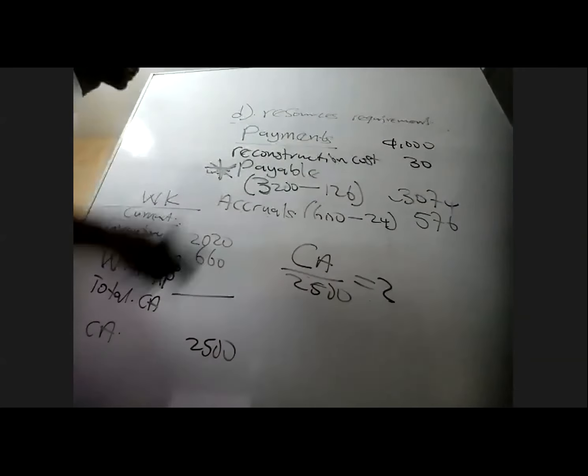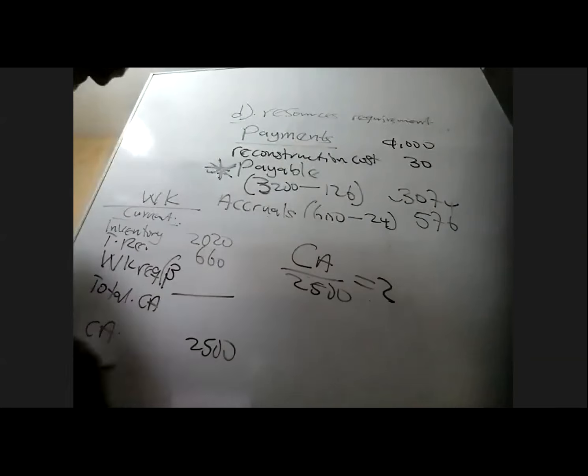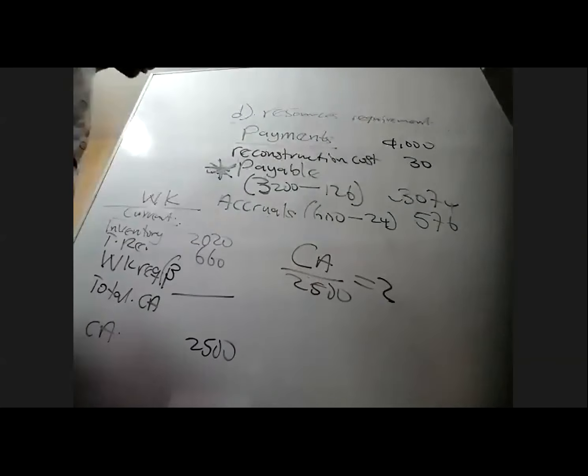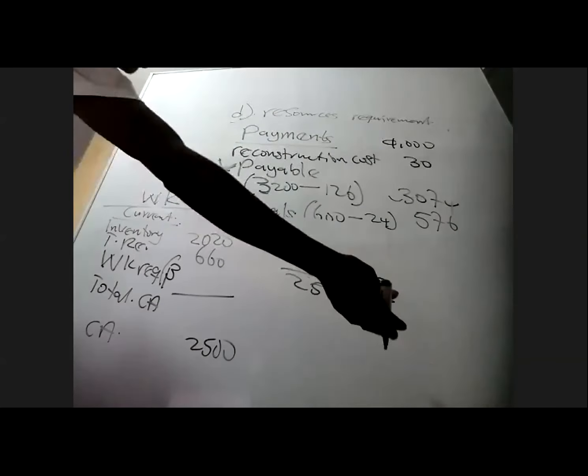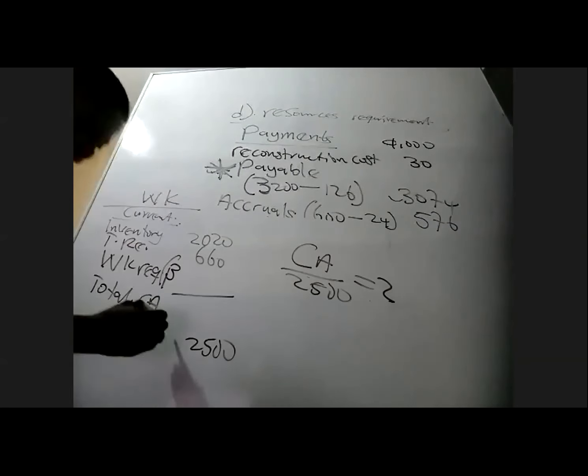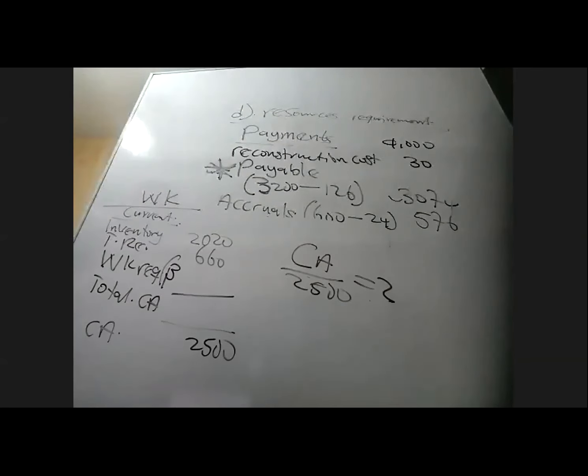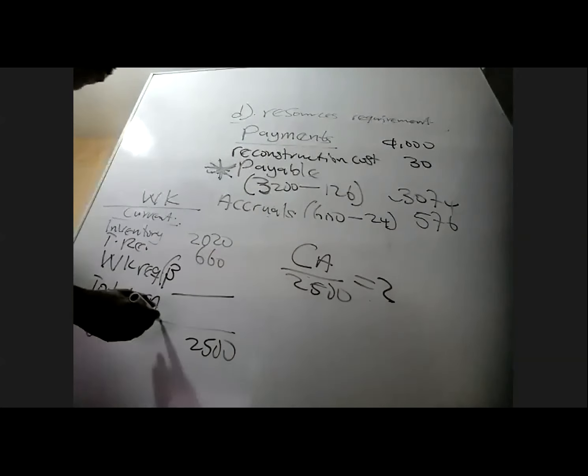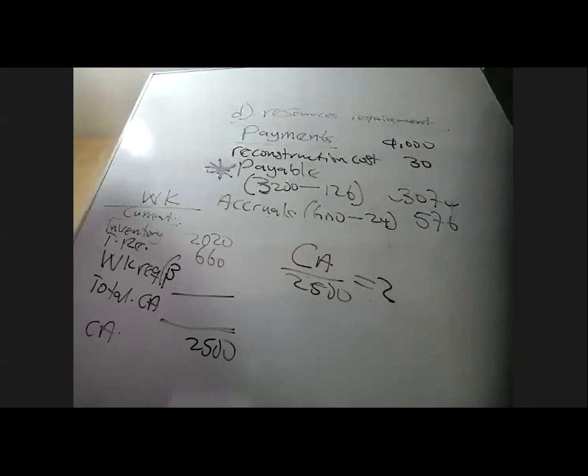Have you seen the current ratio? So you multiply. When you multiply, what do you get? It will be times 2, right? 5,000. So basically, it means that the total current asset will be 5,000, which is 2,500 times 2.